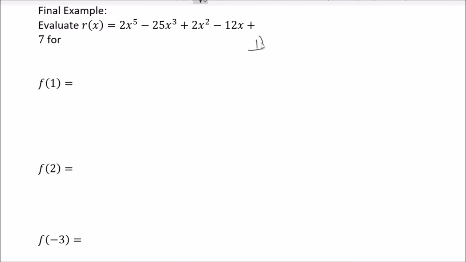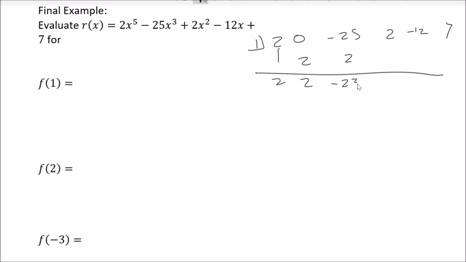Okay, 1 goes in the box. What are my coefficients? 2, 0, there's no x to the 4th term, negative 25, 2, negative 12, and 7. All right, here we go. Pull the 2, multiply and get 2, add them together and get 2, multiply by 1 and get 2, add them together and get negative 23, multiply by 1 and get negative 23, add them together, get negative 21, multiply by 1 and get negative 21, add them together and get negative 33, multiply by 1 and get negative 33 again, add them together and get negative 26.